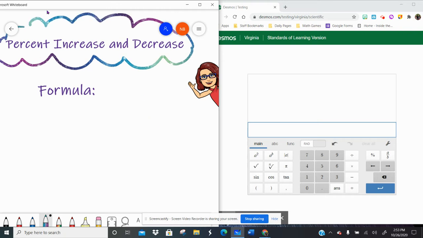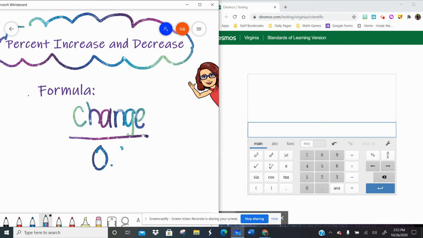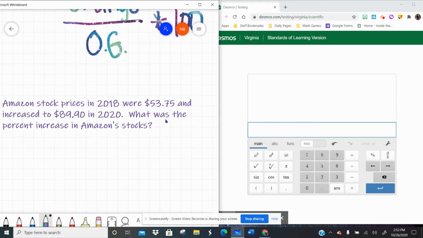Today we're going to be talking about percent increase and decrease, or what we call percent change. So there is a formula for percent change, and that is going to be change divided by what I like to call the OG, or the original, times 100. So change divided by original times 100.